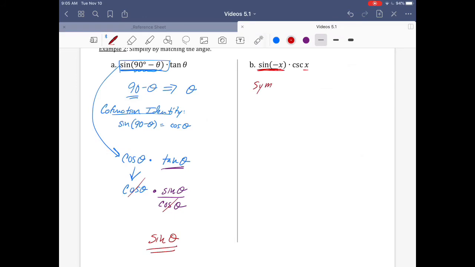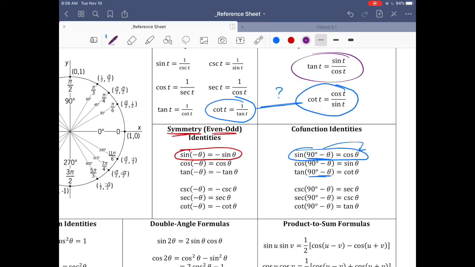So we know from the symmetry identity that the sine of negative x is equal to negative sine x, or opposite sine x. So we're going to take this out and insert this in its place. We're going to bring our cosecant down, unchanged. And now what? Some of you might be clever enough to be thinking ahead. Sine and cosecant are reciprocals of one another. The product of something and its reciprocal is 1. But let's do it with fidelity.